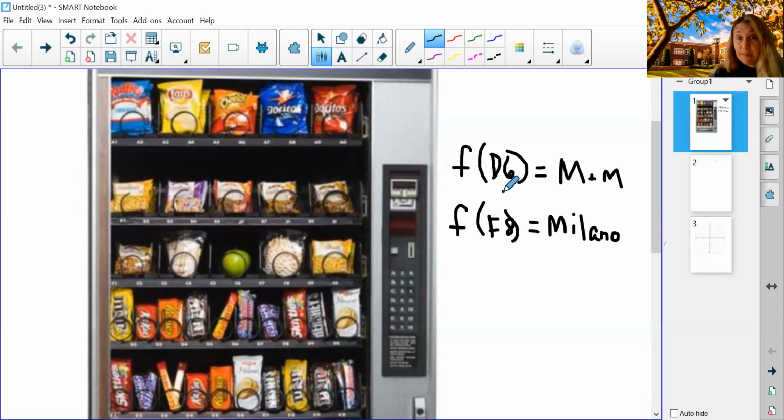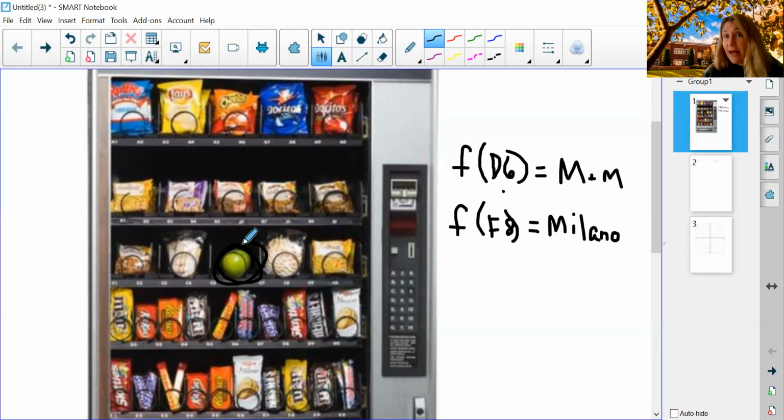And that would be terrible for a vending machine. If I were to input F8, I want to know I'm getting Milano cookies. I don't want to wonder if I'm going to get Milano cookies or I'm going to end up with that apple, right? I want to know that if I put in a certain input, there's only one possible output. And that's the requirement to be a function.